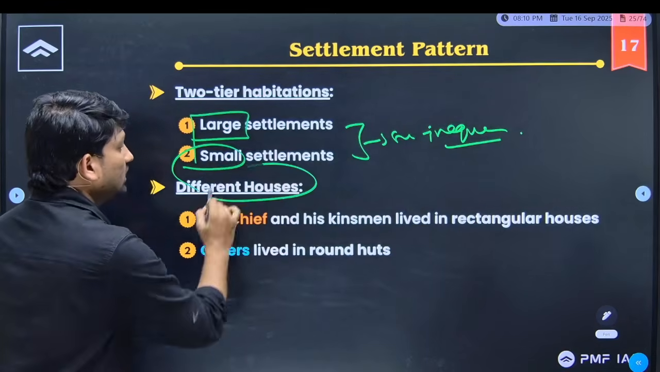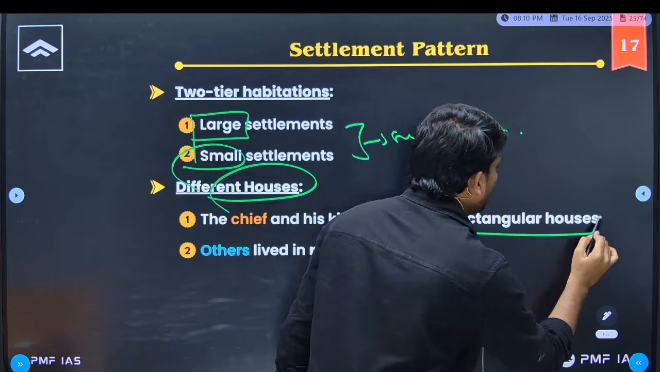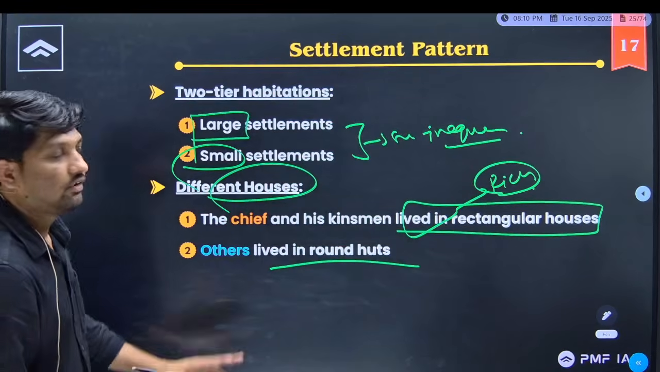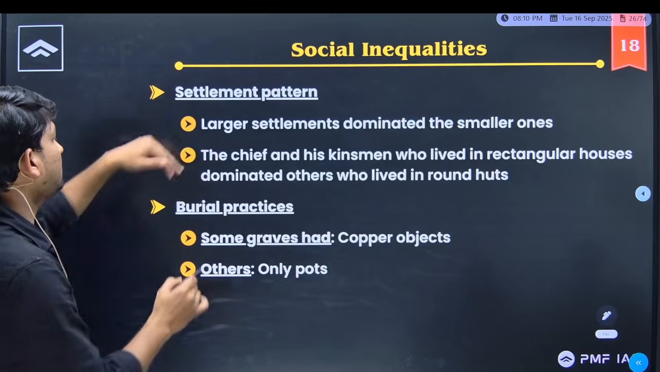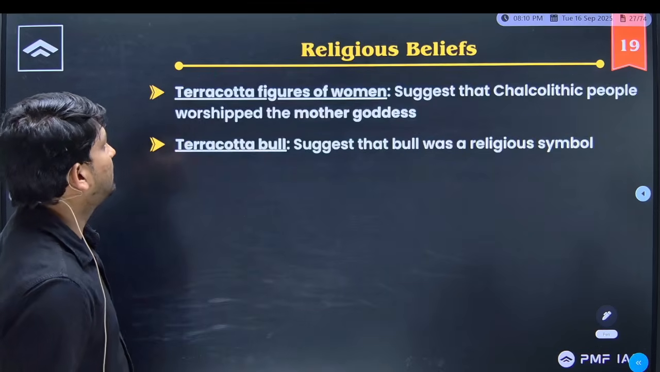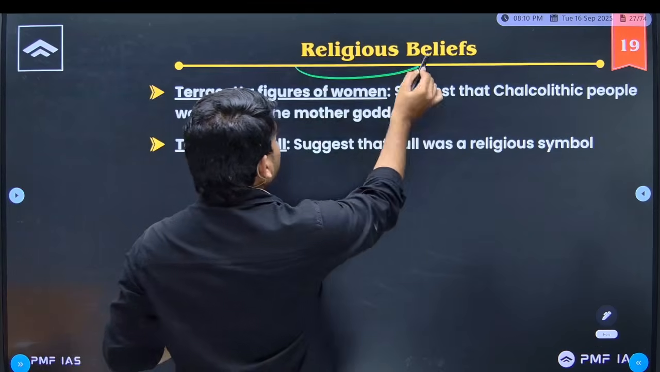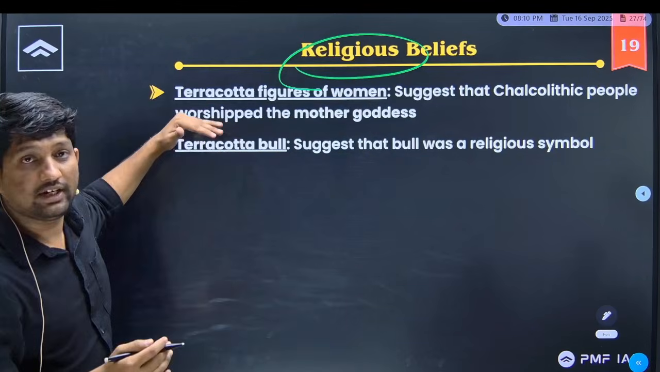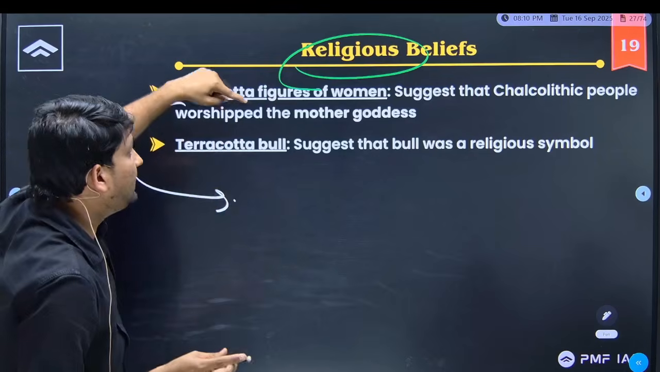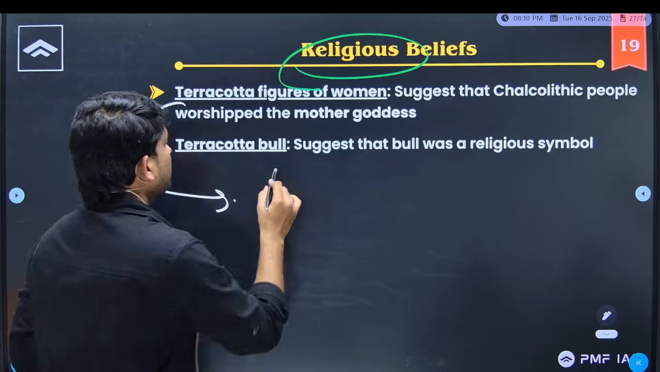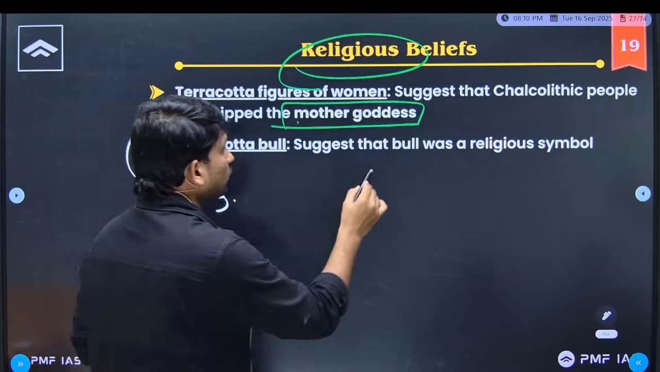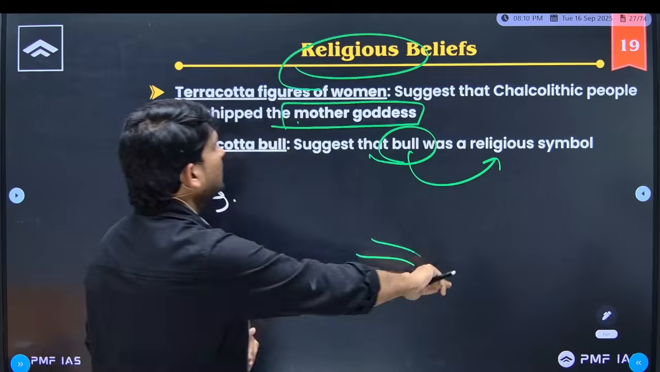Next is different houses. There are large rectangular houses where rich people lived, and smaller rounded huts where poor people lived. So all these burial practices and settlement patterns indicate social inequalities. Next, religious belief. We have found terracotta figurines of women, so we consider this finding as indicating they might have worshipped a mother goddess. We have also found a terracotta model of a bull, so it might be a religious symbol.